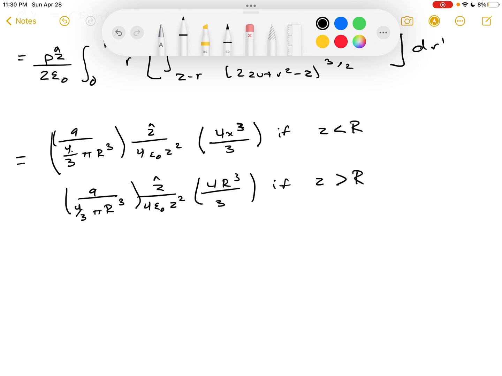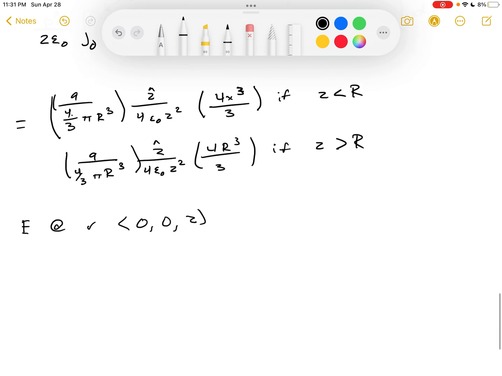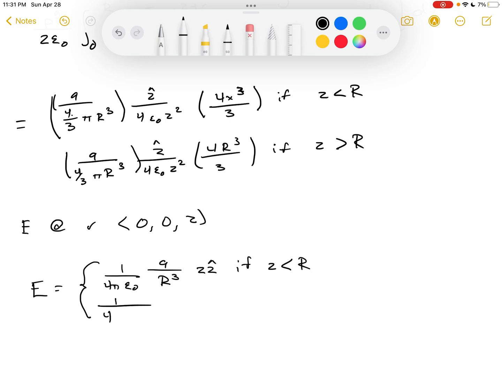So our final solution for the electric field at (0, 0, z) is E equal to 1 over 4 pi epsilon naught, Q over R cubed, times z z hat, if z is less than R, and then 1 over 4 pi epsilon naught, Q over z squared, z hat, if z is greater than R.